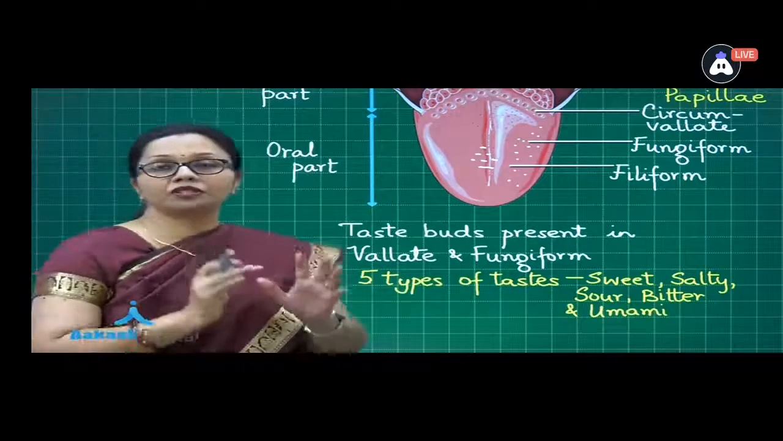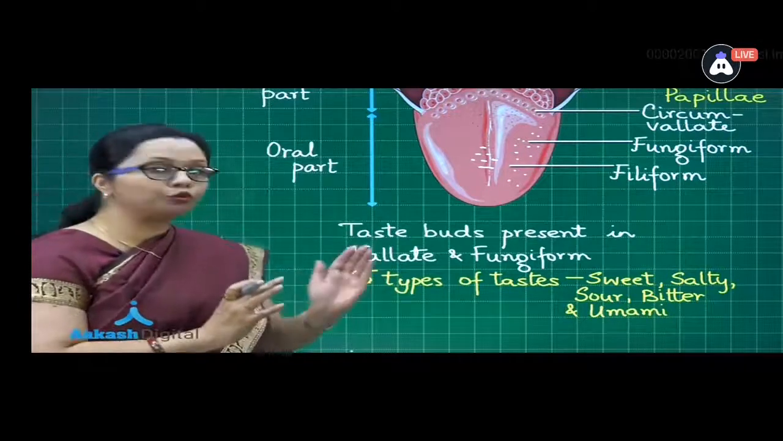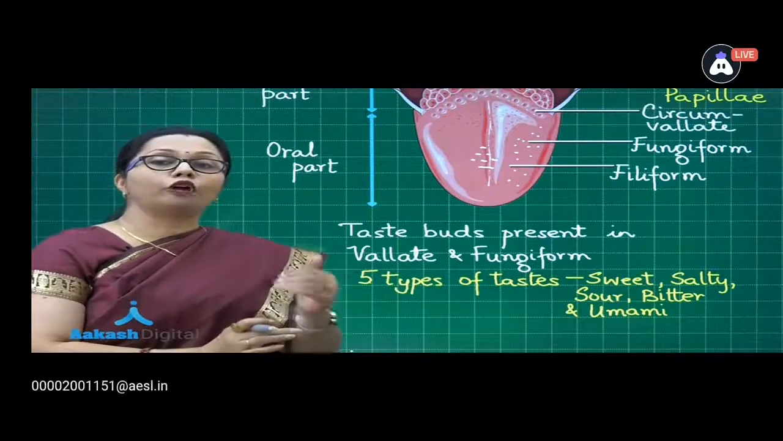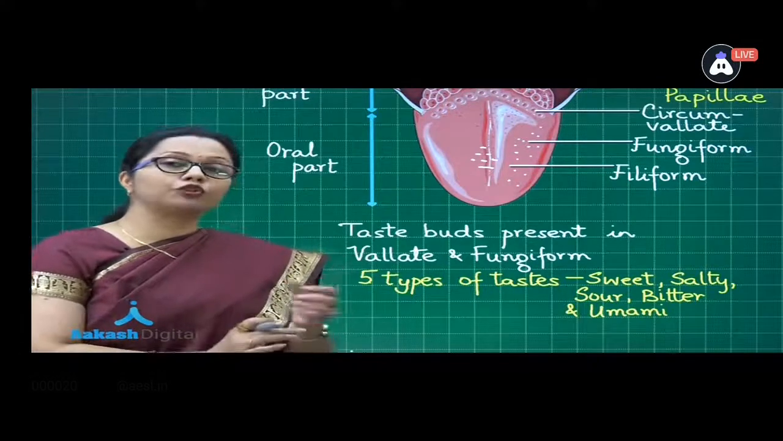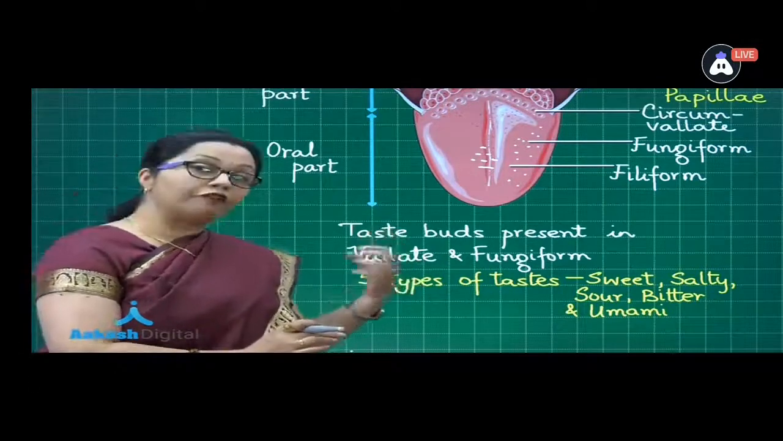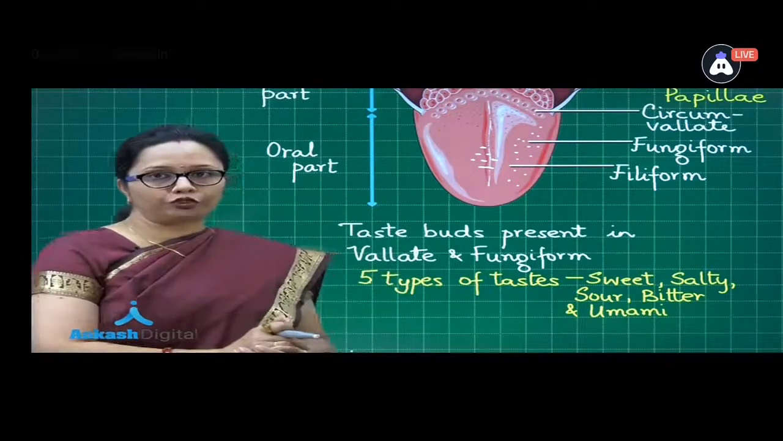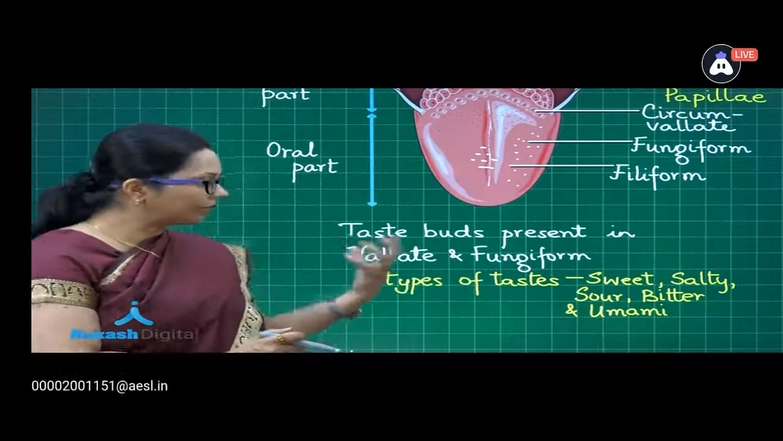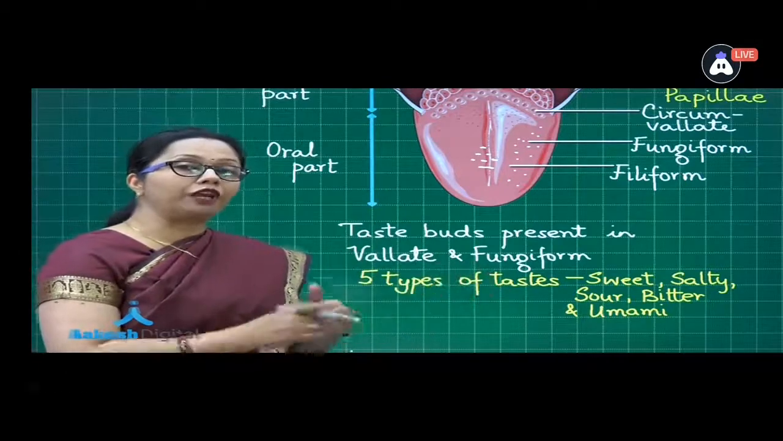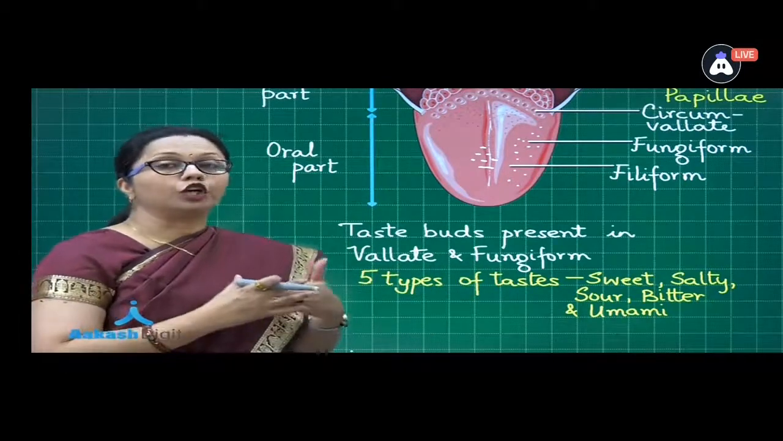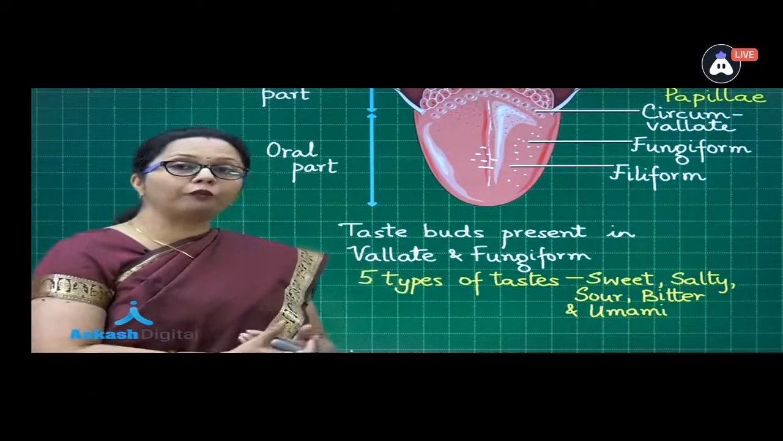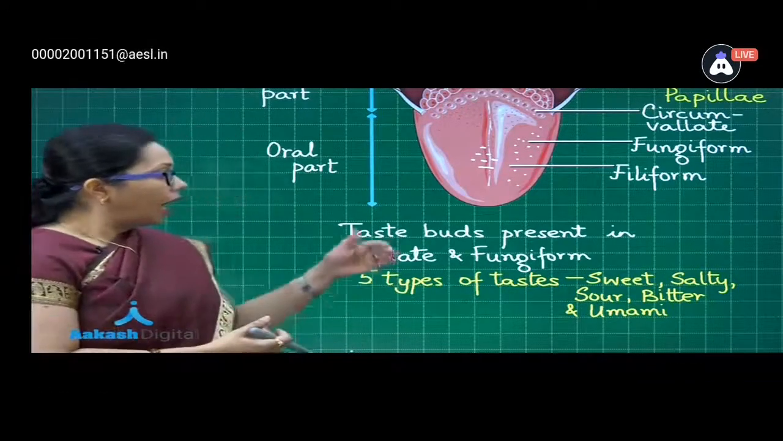Now, this umami is a taste due to glutamic acid present in any food, or monosodium glutamate, which is used as a flavor enhancer in a number of foods. So it has a quite tangy taste and is quite addictive, and that's why wherever more of that glutamate or glutamic acid is present, those types of foods become more addictive to us.